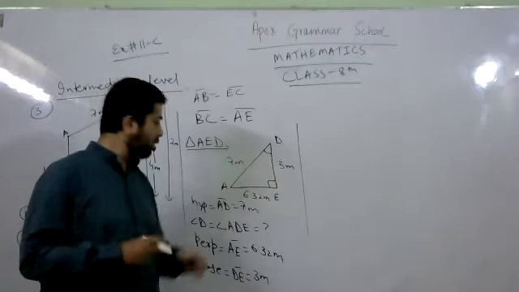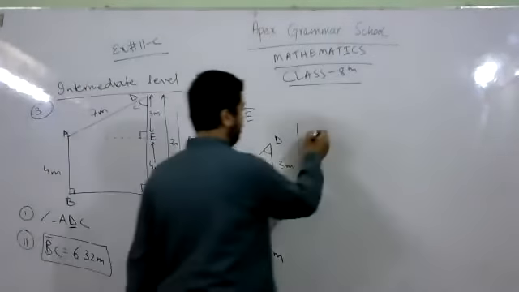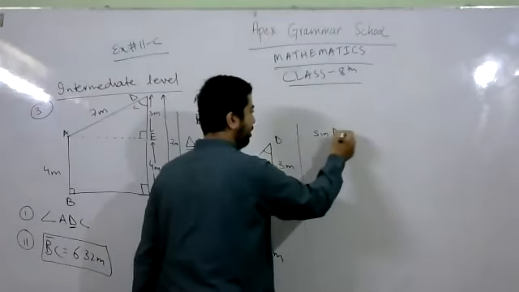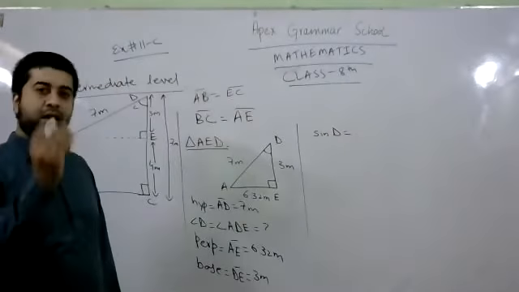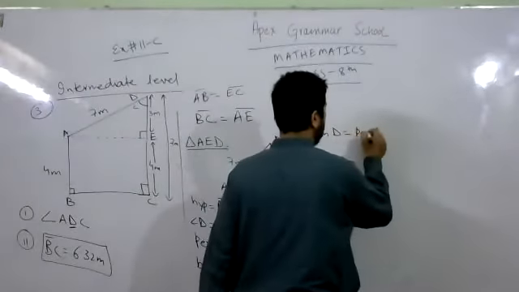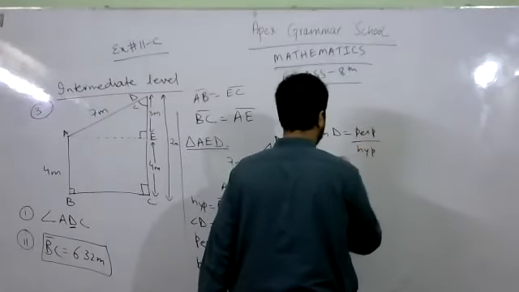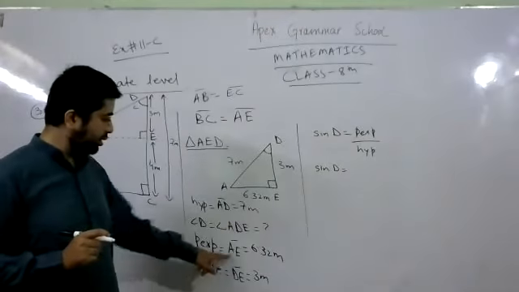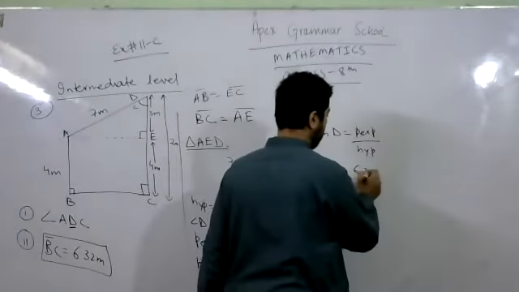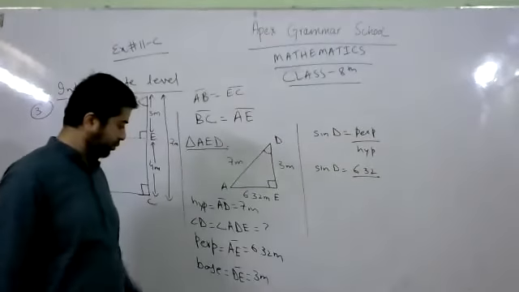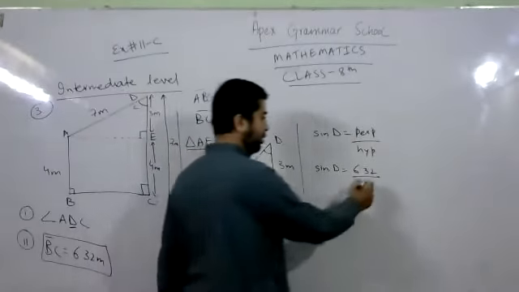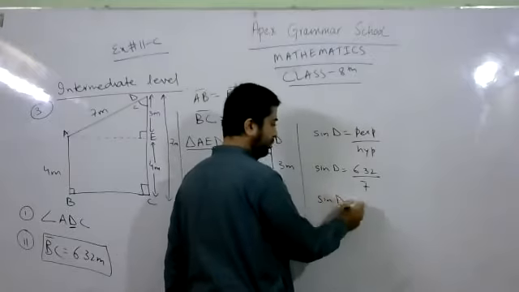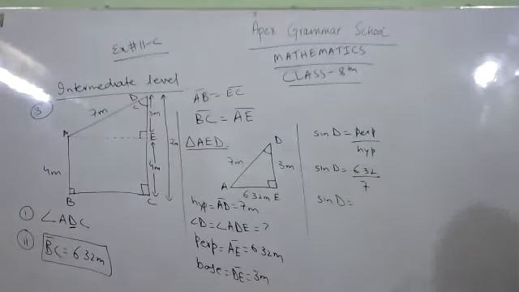Marking this basic angle. Okay, I am using sine of this angle D. You know that sine is equal to perpendicular over hypotenuse. The value of the perpendicular is 6.32. The value of the hypotenuse is 7 meters. Now divide both of them.